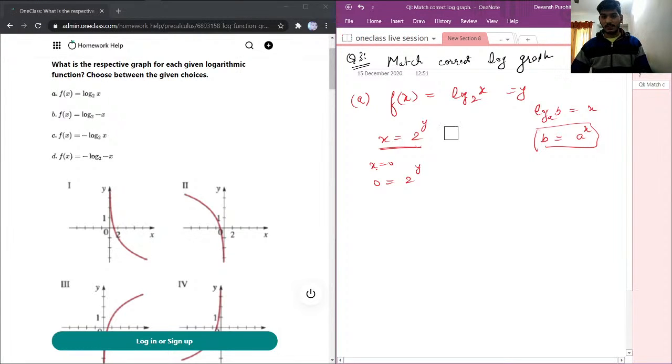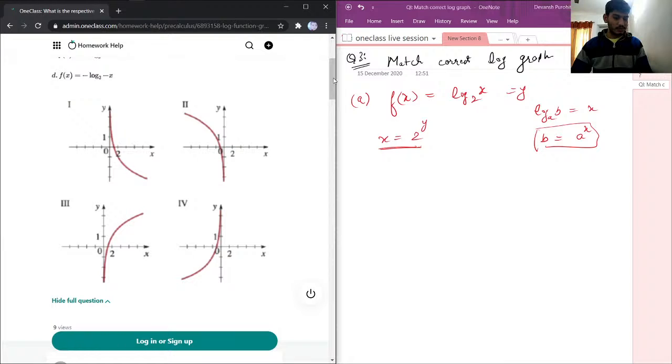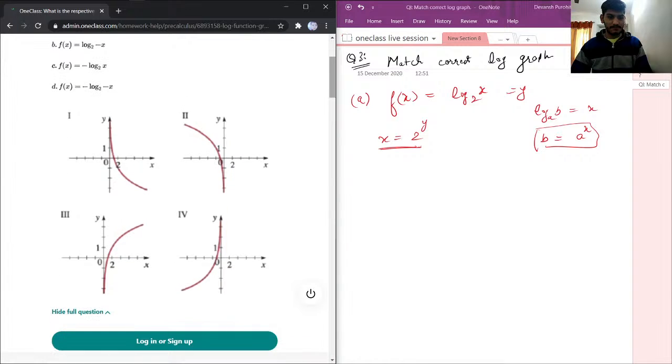No, log of 0 is not defined. So I'll just skip the value for 0. Let's see, in the graph we have been given the values for y.